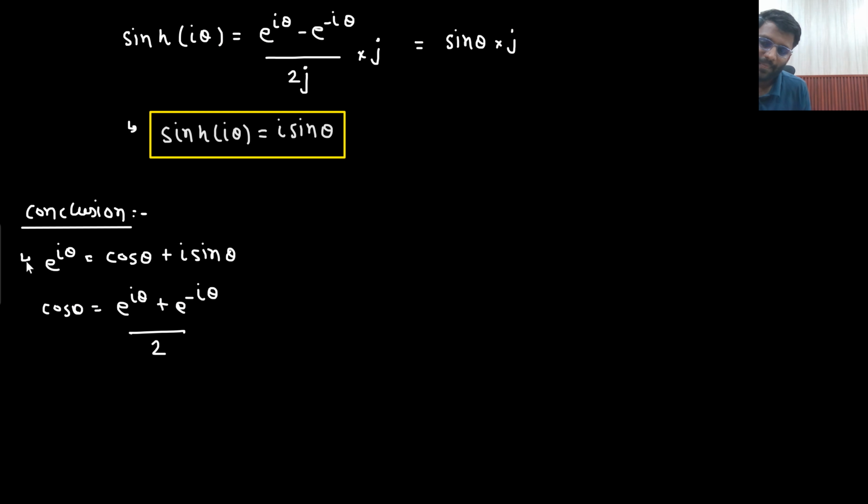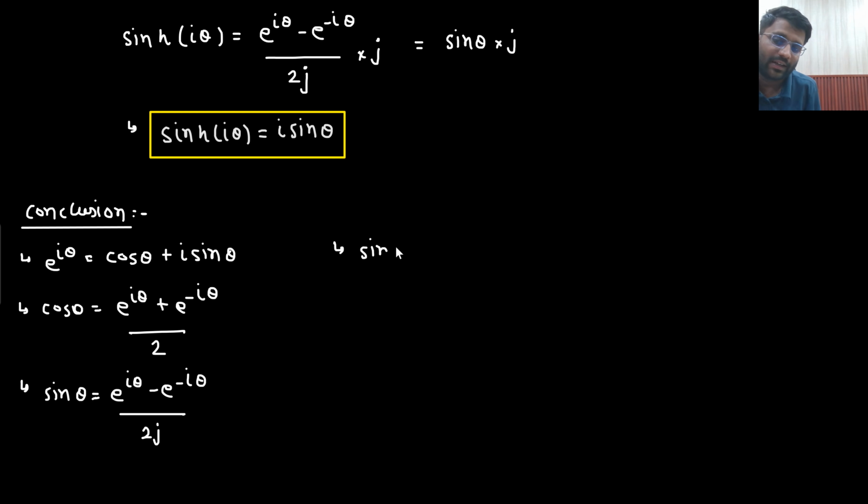And then, sir, what will be the value of sine theta here? Sine theta will come out to be e to the power iota theta minus e to the power minus iota theta divided by 2j. This is the sine theta you will be getting. Sir, what about sine hyperbolic iota theta? Here iota will come outside sine theta.